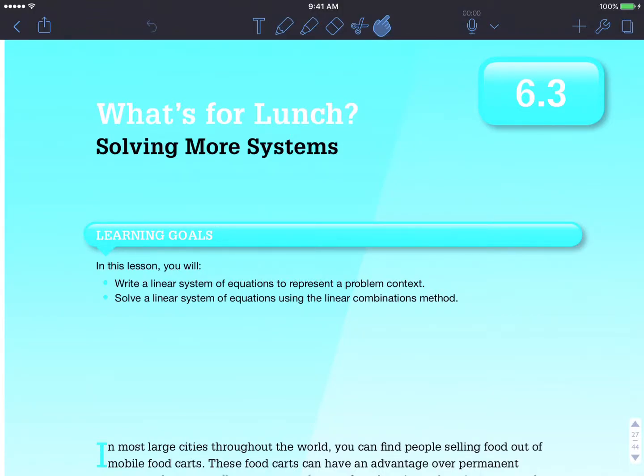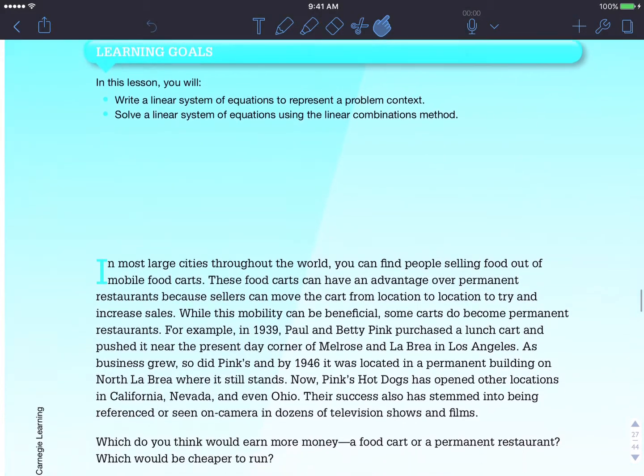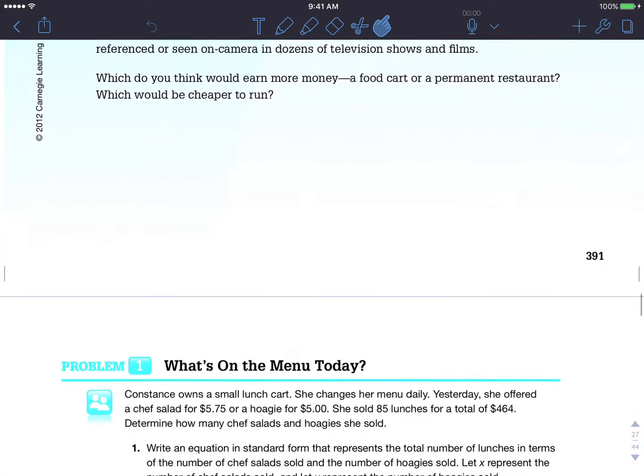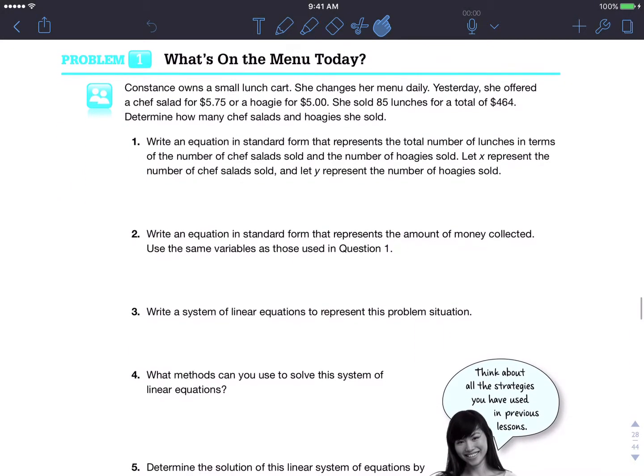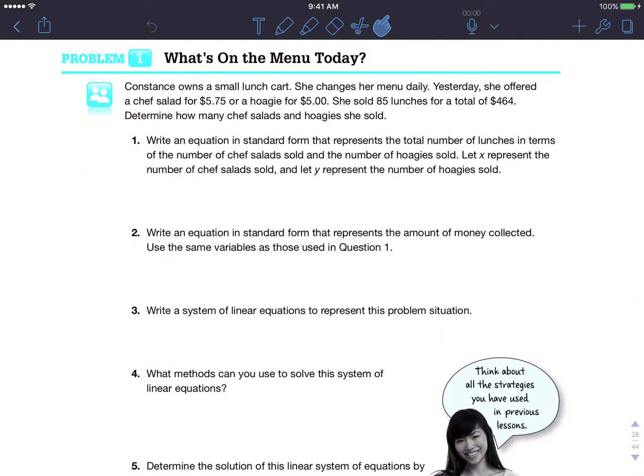Hello everyone. So today we're going to be working out of the textbook. The section here is 6.3, Solving More Systems, and the title is What's for Lunch? I'm going to demonstrate how to do problem 1, which is going to be extremely similar to problem 2. And you're going to do problem 2, okay? So follow along and you'll get all of problem 1 done.